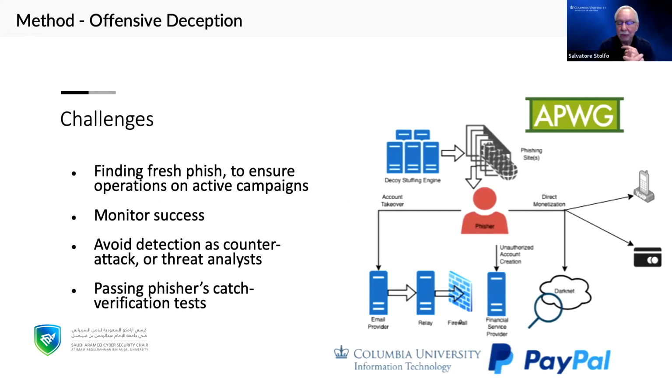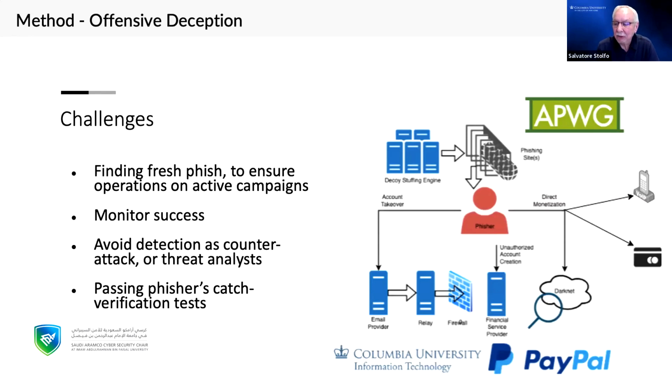Number one, you have to focus on fresh phishing sites. Those are ones that are active, because it would be a waste of resource if you're attacking a phishing website that has no use to the phisher. They've abandoned it. So you want to make sure that you're focused on an active website that's being actively used. You want to monitor the decoys so that you can identify information about the attacker. And you want to, of course, avoid detection by the phisher that they were tricked themselves.